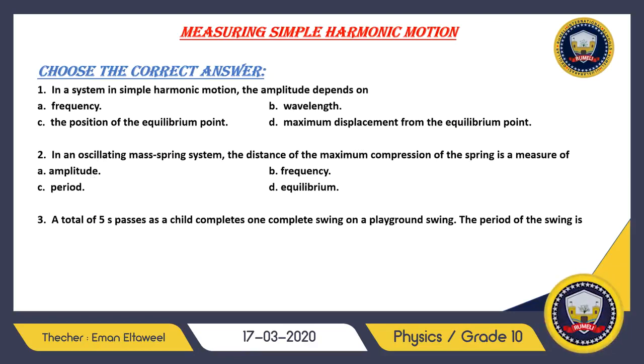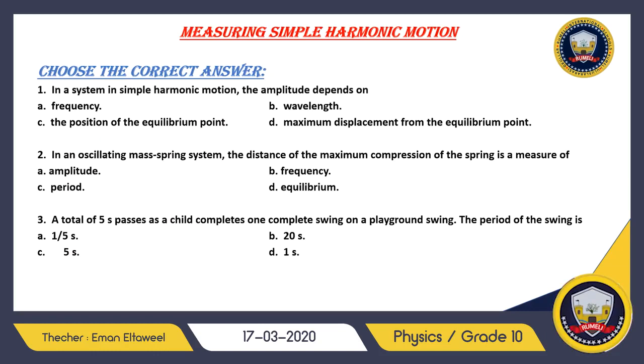Number 3. A total of 5 seconds passes as a child completes one complete swing on a playground swing. You know the playground swing used by children? Yes, the period of the swing is 1/5 seconds, 20 seconds, 5 seconds, or 1 second. The child takes one complete swing during 5 seconds. So here is the period. The period means the time taken to make one complete swing or one complete cycle. So it will be again 5 seconds.